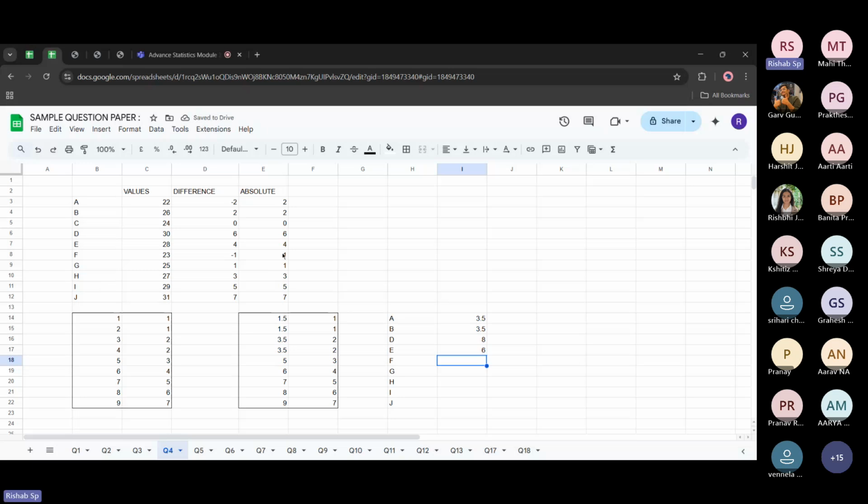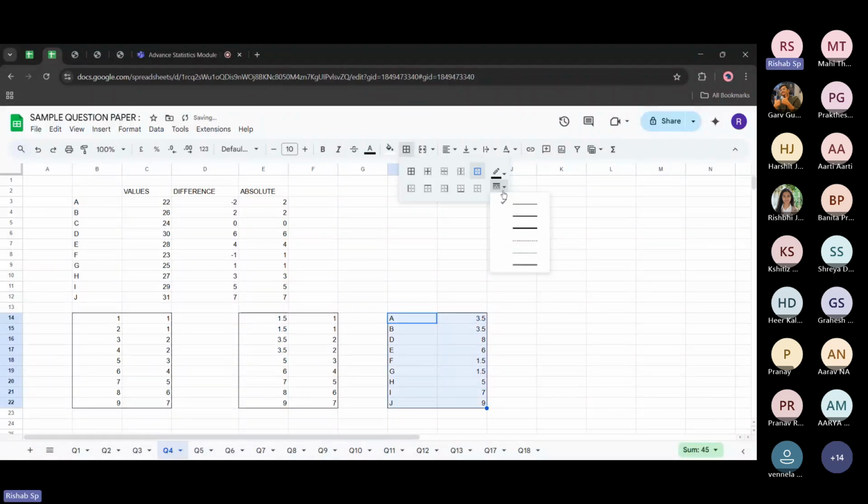For E, 4, 6. F, the absolute value is 1. For 1, the rank we have given is 1.5. G, the absolute value is again 1. H, 3, 5, will give the value as 5. I, 5. For 5, we are giving the value as 7. And J, 7, we are giving the value as 9. I think I've not made any mistake. Yes. So here is our ranked data, right?